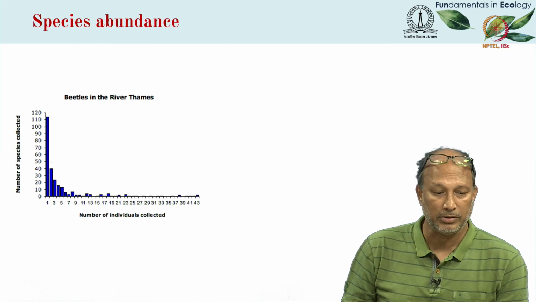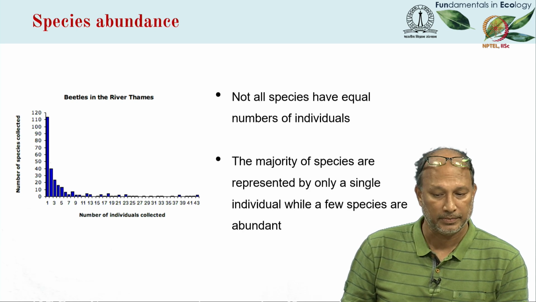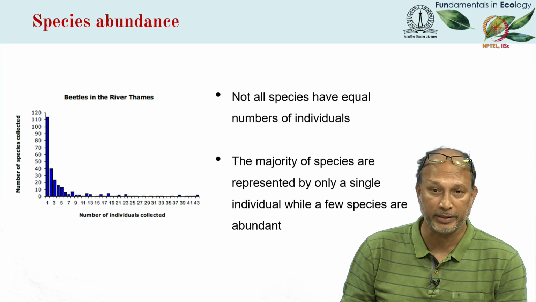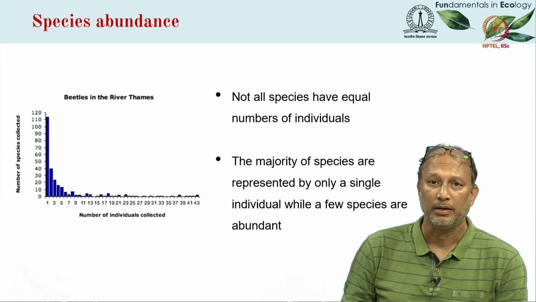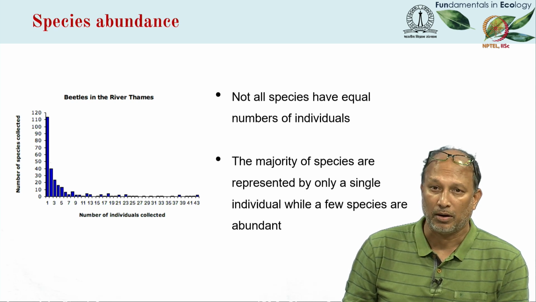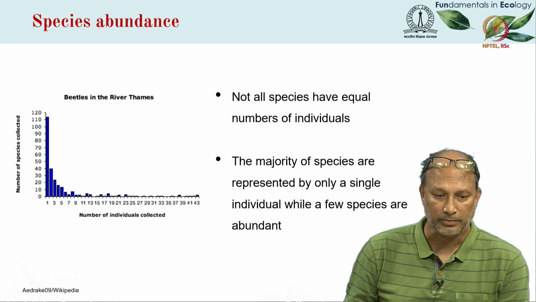There's a classic example of beetles in the River Thames with highly unequal numbers of individuals. The majority of species are represented by only a single individual, while a few species are abundant. And this is actually predominantly the case as a general pattern in communities of different taxa from different parts of the world.